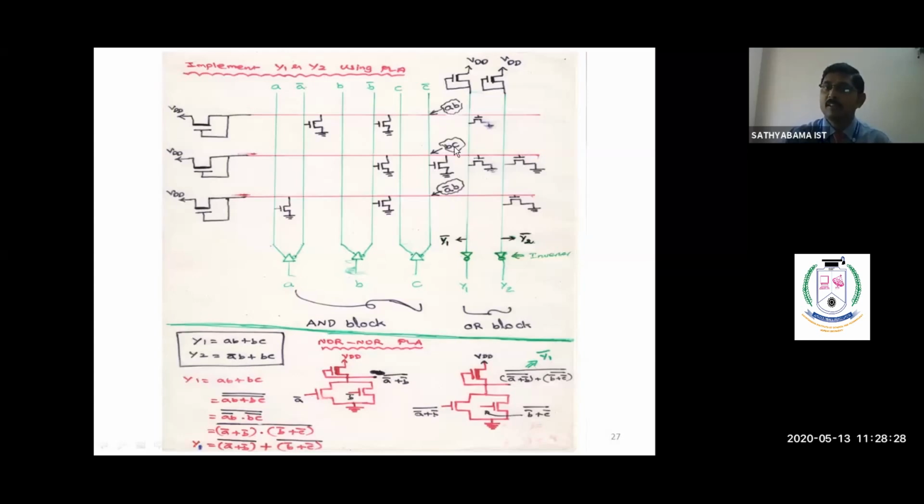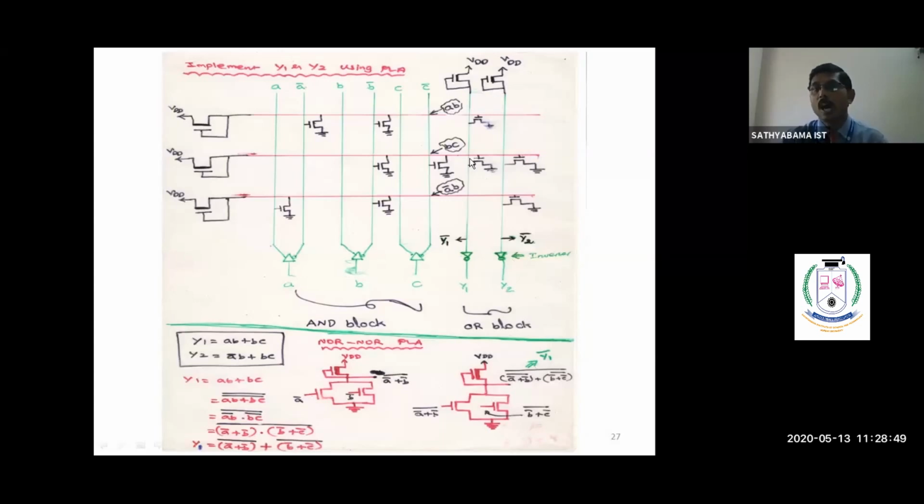For BC means we have to give the inputs for the B bar and C bar lines. That means we have to make the transistors in the B bar line as well as the C bar line. Similarly, for the function A bar B, we have to get the input A, and the other transistor's input is B bar. So like this, we have to complete the AND plane side.